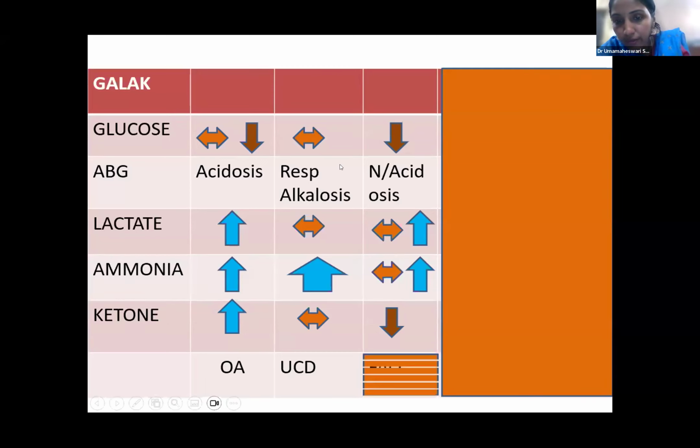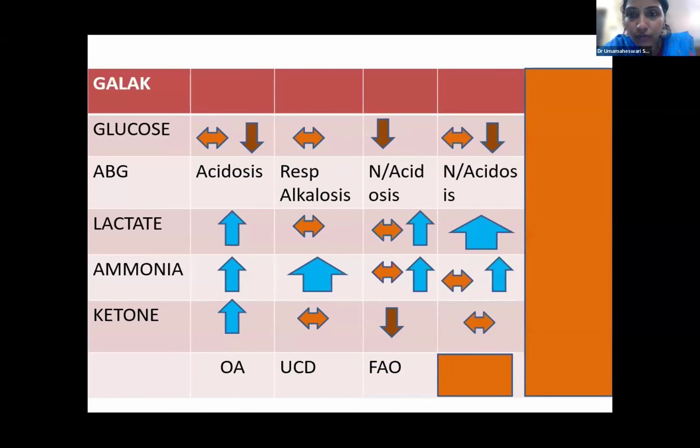So they are called type 2 neurotoxicity syndrome, where you will not have any abnormality with GALAC at all. Now this one is a fatty acid oxidation defect. Ketones are low and hypoglycemia is there, so it is fatty acid oxidation. Here is a condition where glucose is normal or reduced, ABG is normal or acidosis, lactate is very much elevated, ammonia can be normal or elevated, ketones are neutral, non-contributory. So this is your primary lactic acidosis.